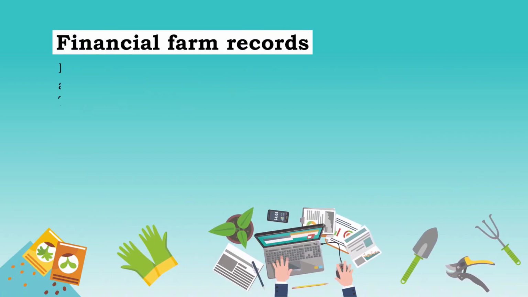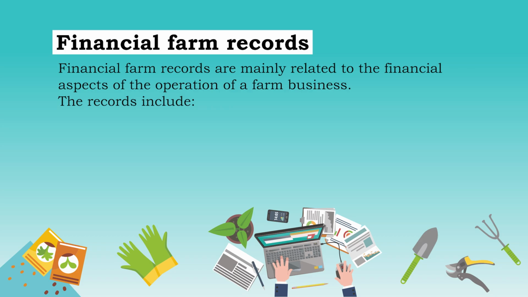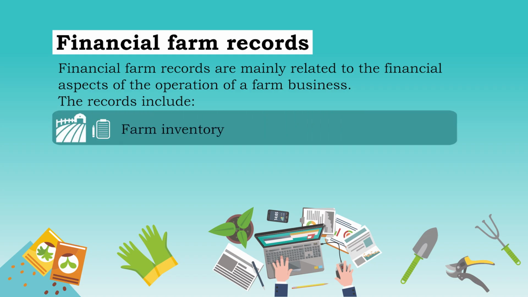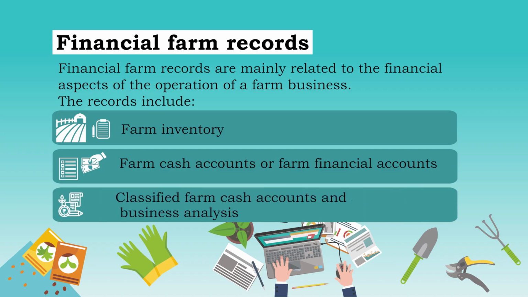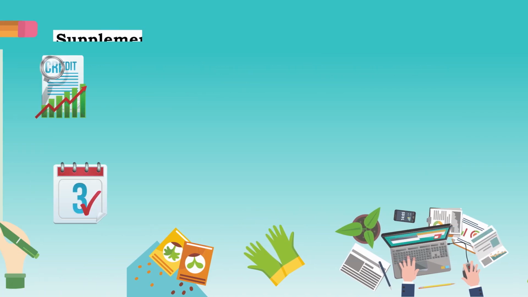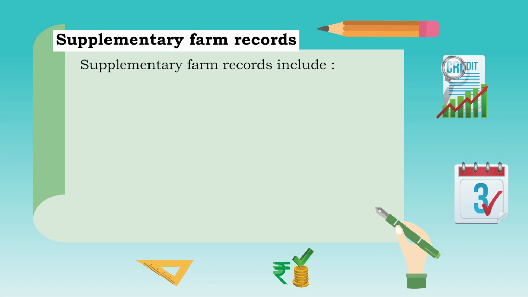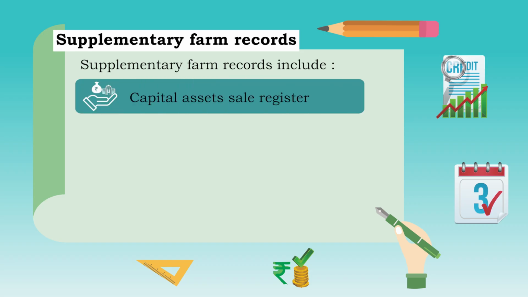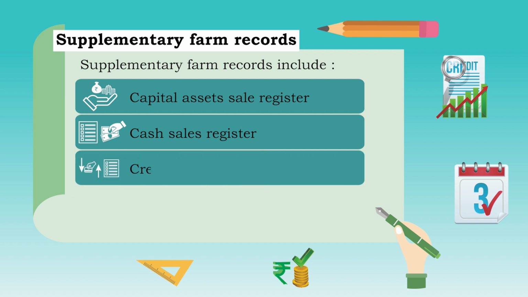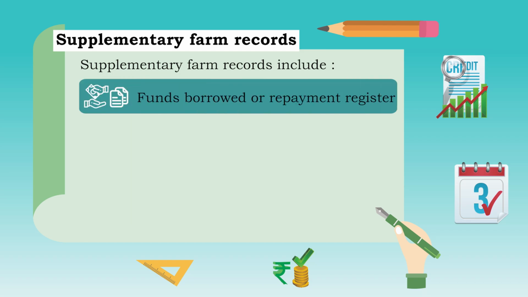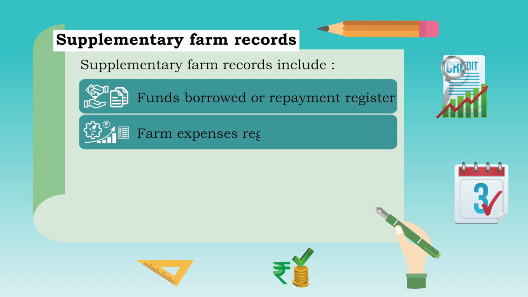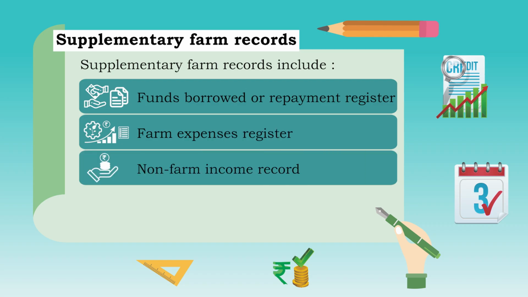The financial farm records are mainly related to the financial aspects of the operations of a farm business. The records include farm inventory, farm cash account or farm financial accounts, classified farm cash accounts and annual farm business analysis, balance sheet for net worth statement. Supplementary farm records include capital asset sale register, cash sales register, credit sale or purchase register, wage register, funds borrowed or repayment register, farm expenses register, and non-farm income record.